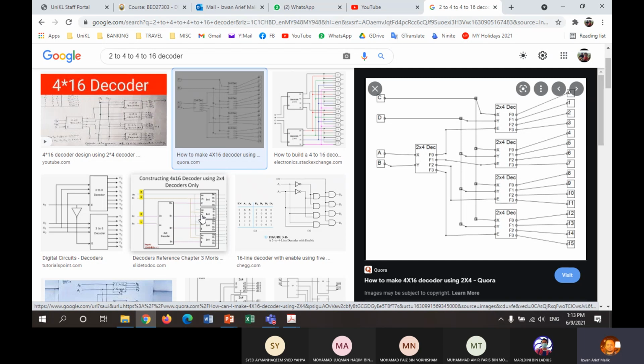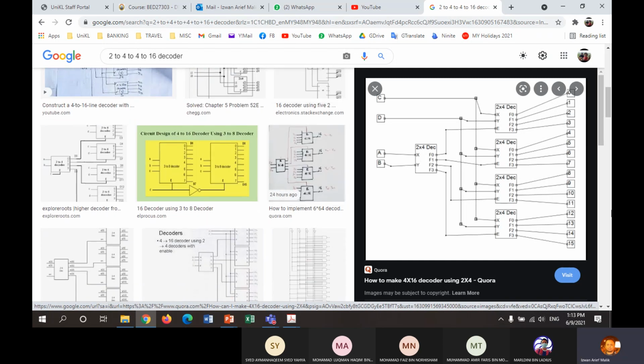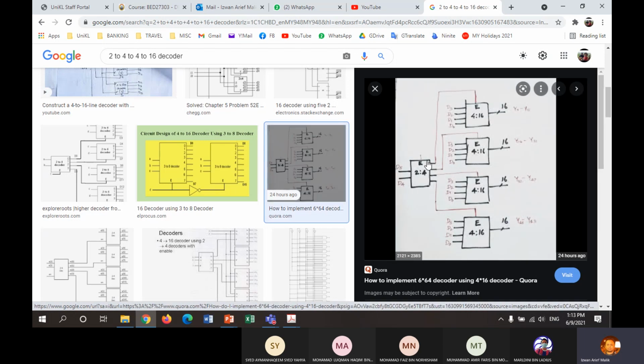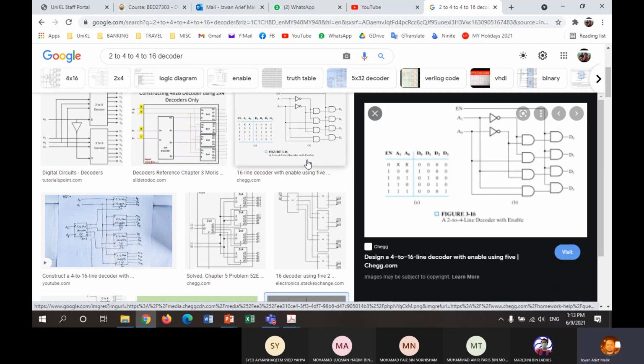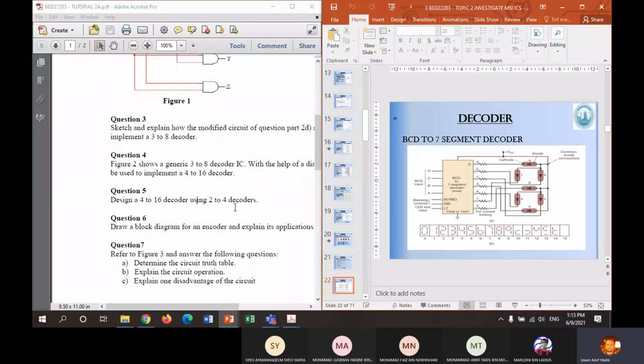Okay, so kita boleh guna dia punya basic konsep dia tu lah. Okay, so you boleh lukis lah macam ni. Ni pun sama lah ni. Okay, 2 to 4 jadi 4 to 16. So that is the answer. You boleh cari dekat internet.